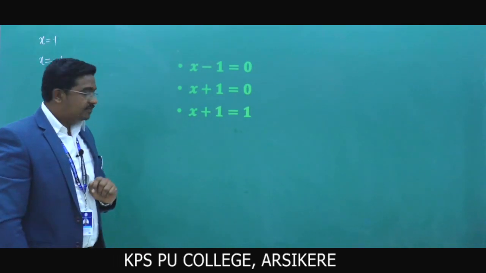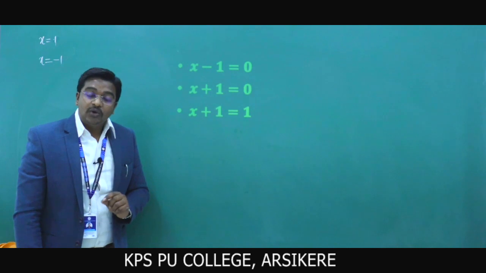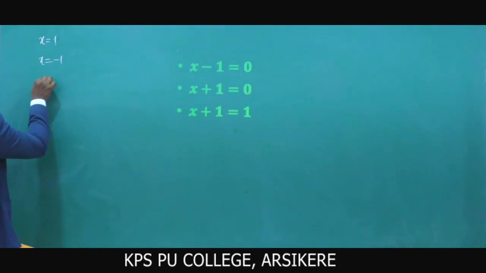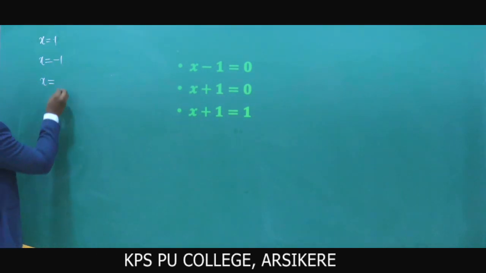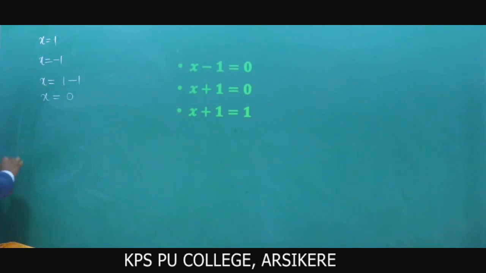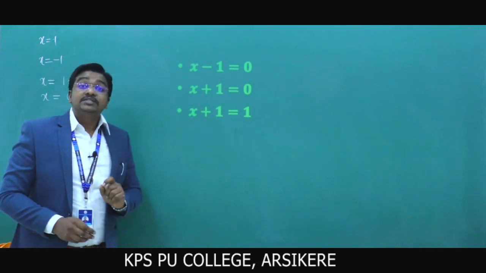The third equation, tell me, what will be the answer? x plus 1 is equal to 1. Very good. x is equal to what is the value? 0. Why is it 0? x is equal to, now I will take +1 to the right hand side, that becomes -1. So 1 and -1 get cancelled, we are left with x is equal to 0. This is the root of the equation x plus 1 is equal to 1.